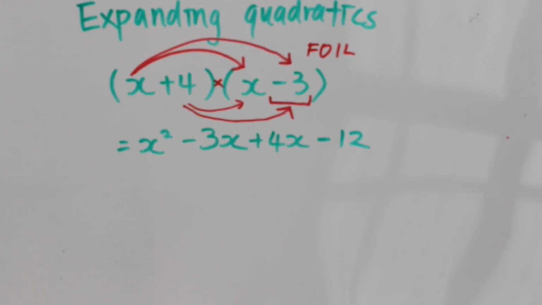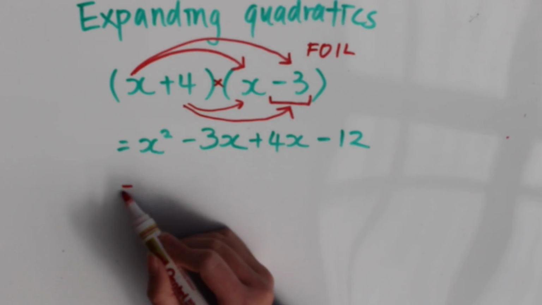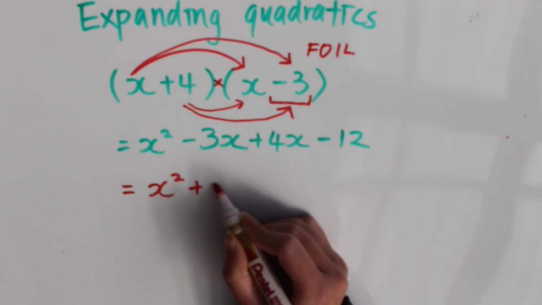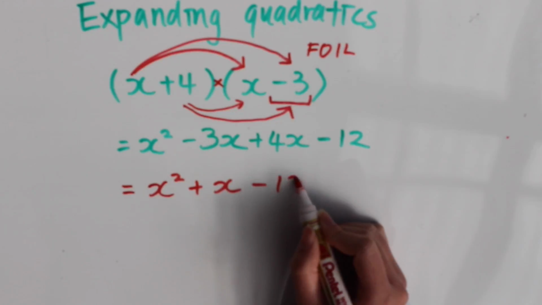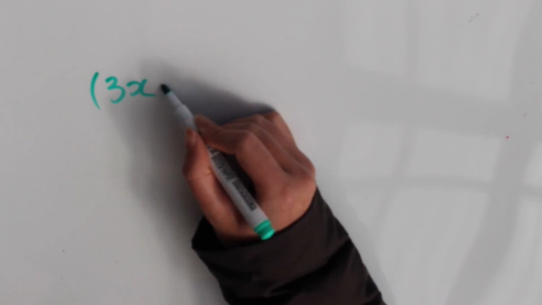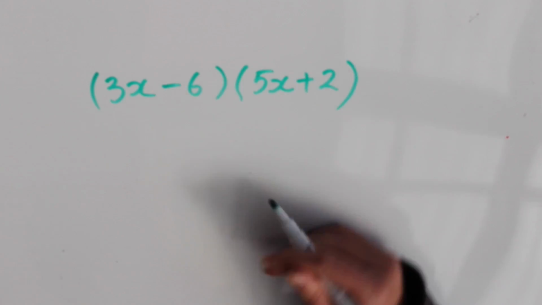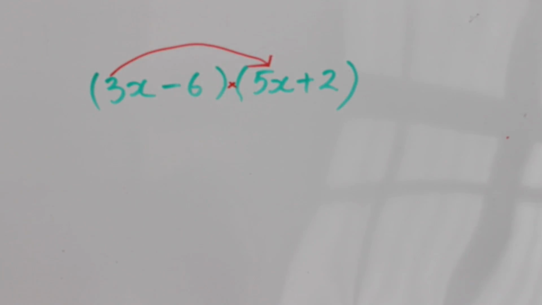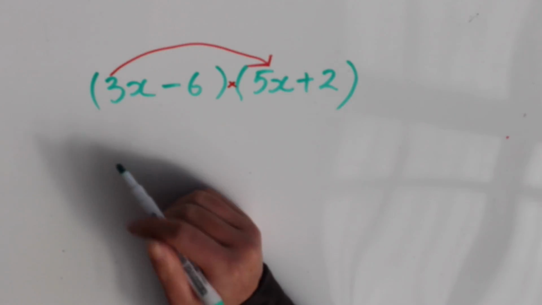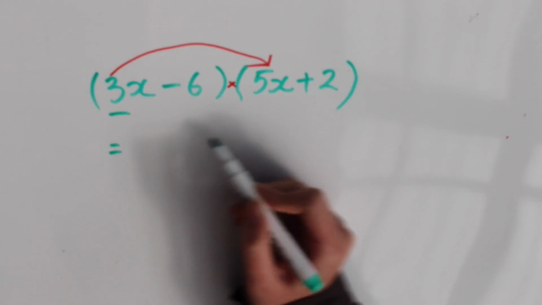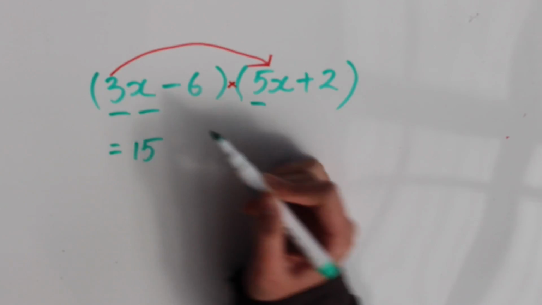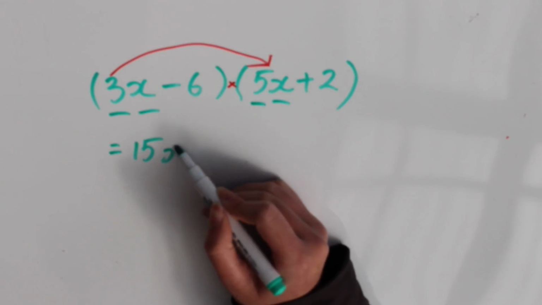However, we're not done just yet. Now, we must simplify this expression by adding like terms together, giving us the final and correct answer of x squared plus x minus 12. This next question is also a quadratic. However, it has a coefficient in front of both x's. First, 3x is multiplied by 5x. We first multiply the coefficient, 3 times 5, giving us 15, and x times x, giving us x squared.